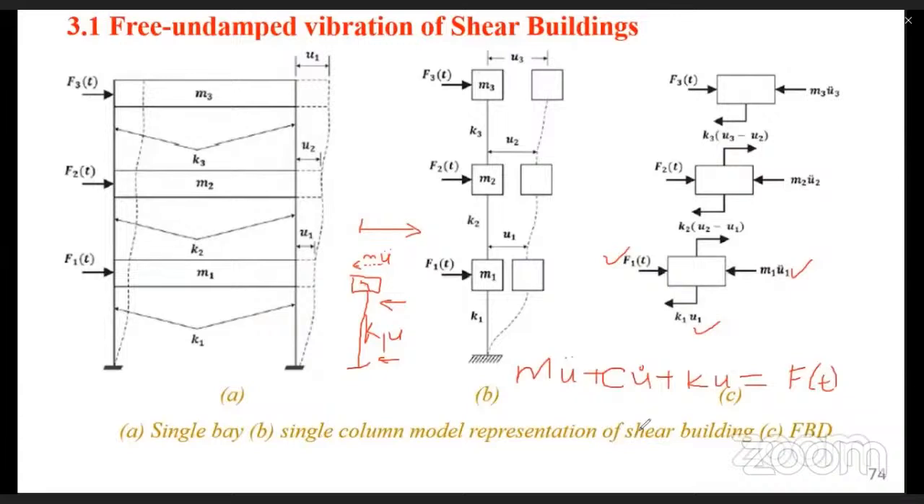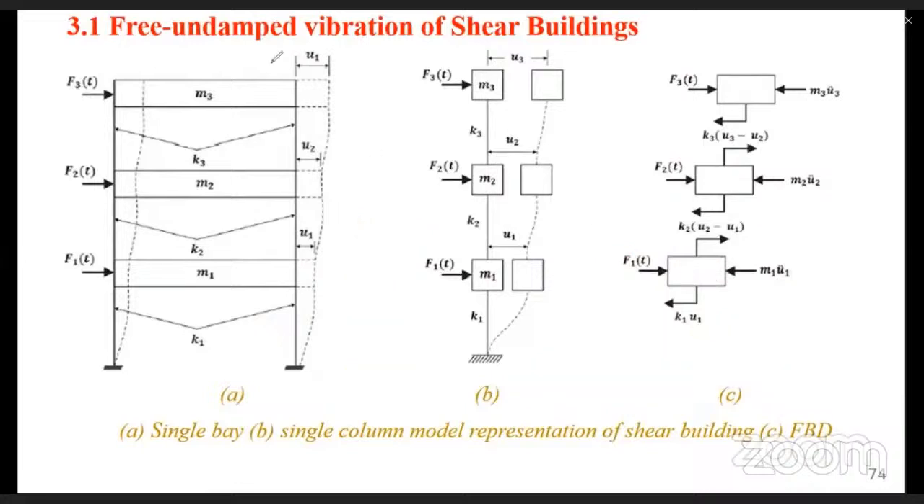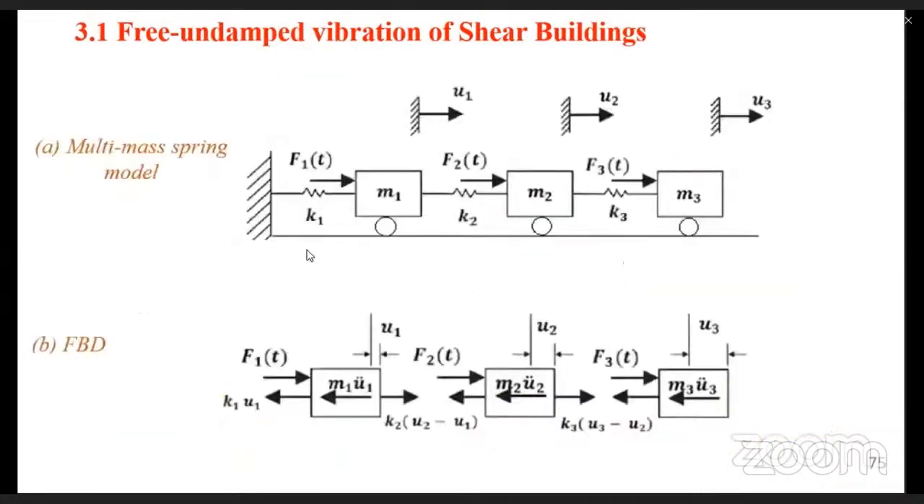Now, what we are doing is to see, for the mass M1, how many forces are there. Using the free body diagrams, we can get these forces to describe the equation for mass M for level 1, level 2, and level 3. And this is what follows in the slide that follows here.